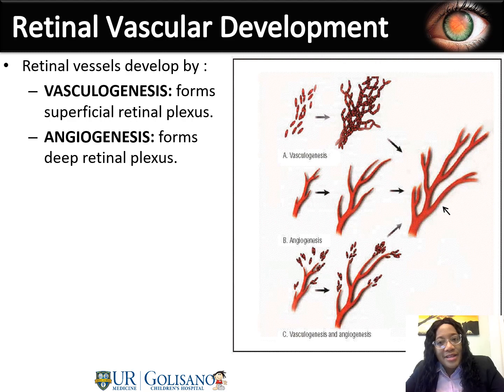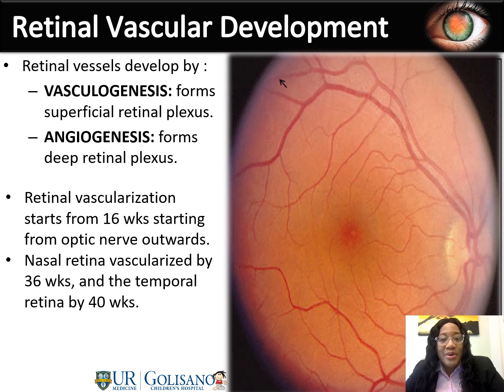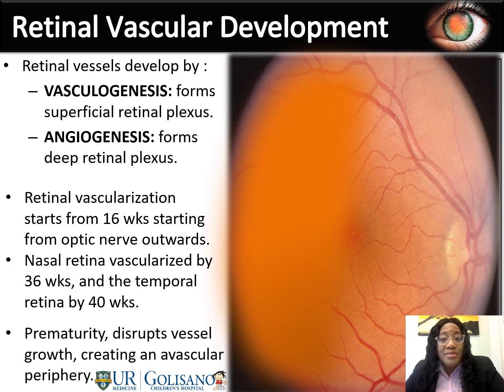Now let's talk about retinal vascular development. The retinal vessels develop by the process of vasculogenesis, where primordial vascular cords form the superficial retinal plexus, and later by angiogenesis, where vessels form from existing vessels to populate the deep retinal plexus. Retinal vascularization starts in utero at about 16 weeks gestation from the optic nerve outwards. The nasal retina is vascularized at 36 weeks and the temporal retina by 40 weeks. Prematurity disrupts vessel growth, creating an avascular retinal periphery.